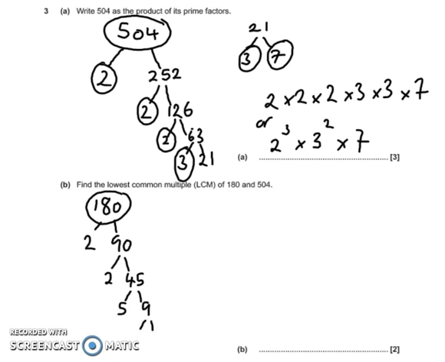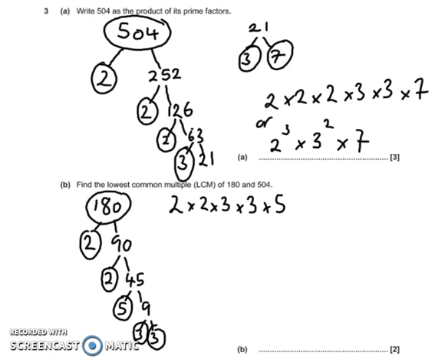9 is not a prime factor. It splits down into 3 times 3. I'm going to circle all my primes again. And the next thing I'm going to do is write this as a product of primes, which is 2 times 2 times 3 times 3 times 5.